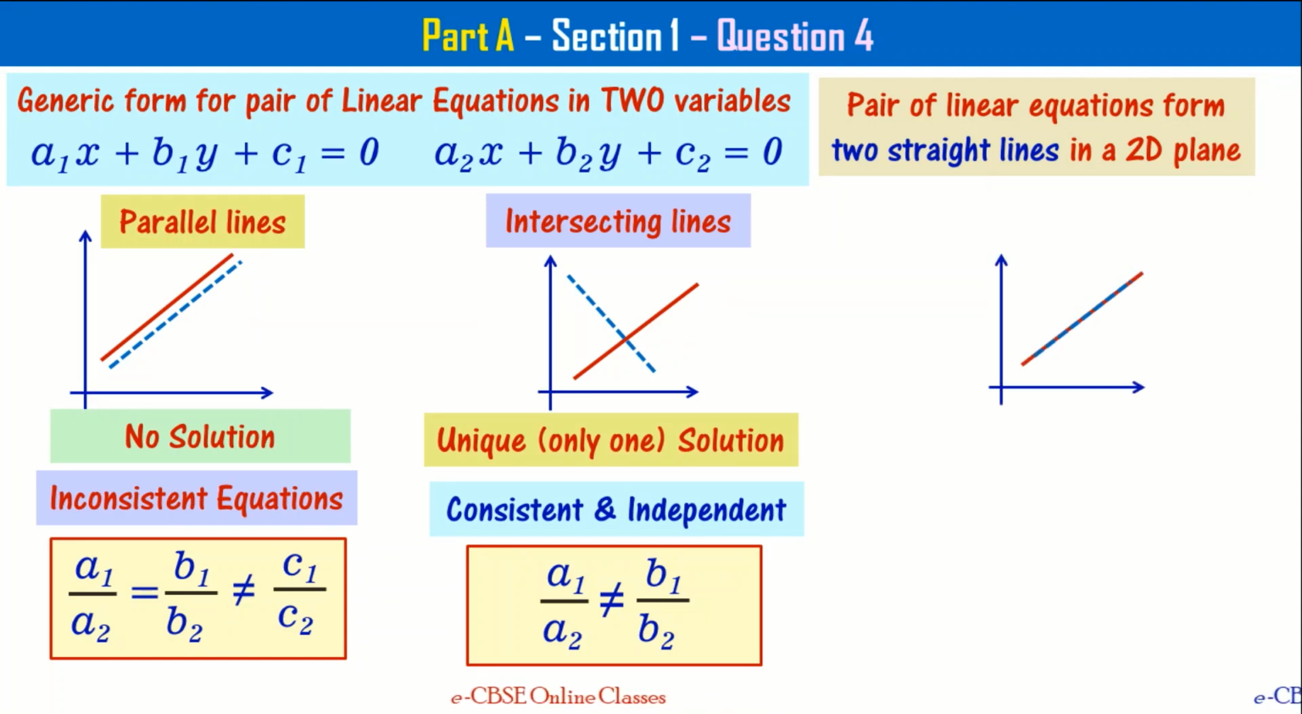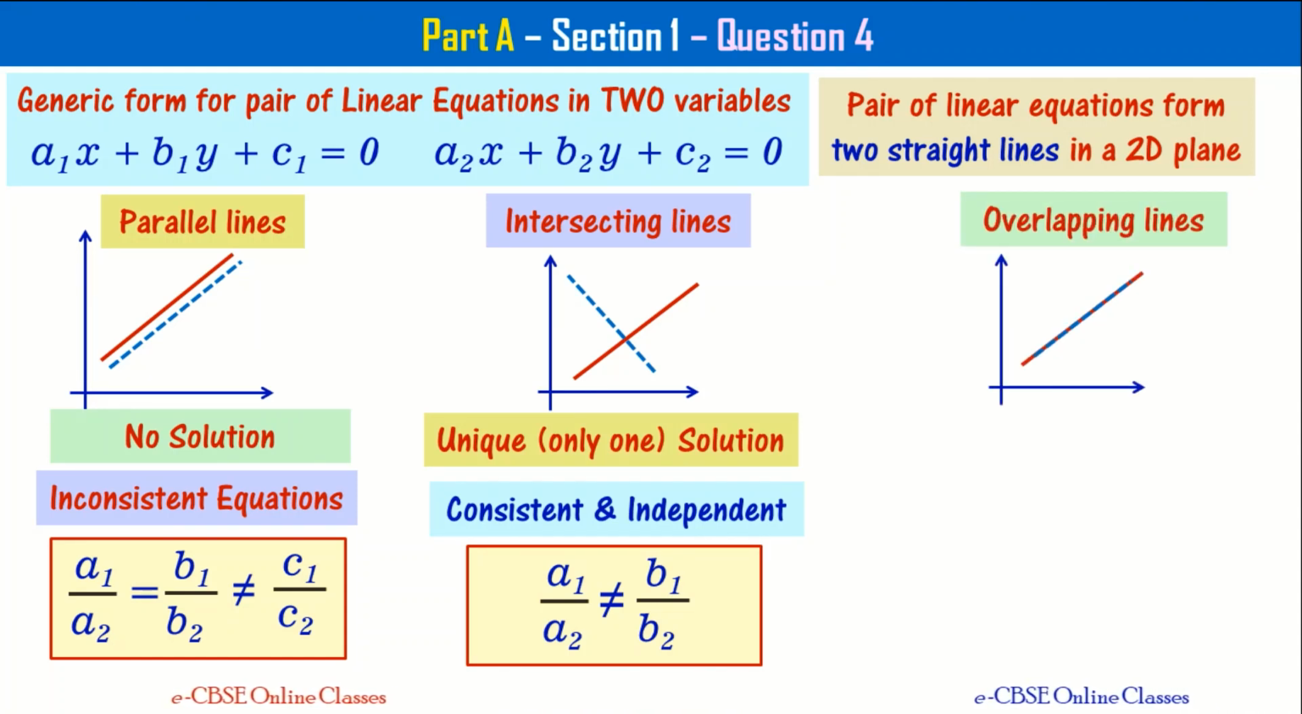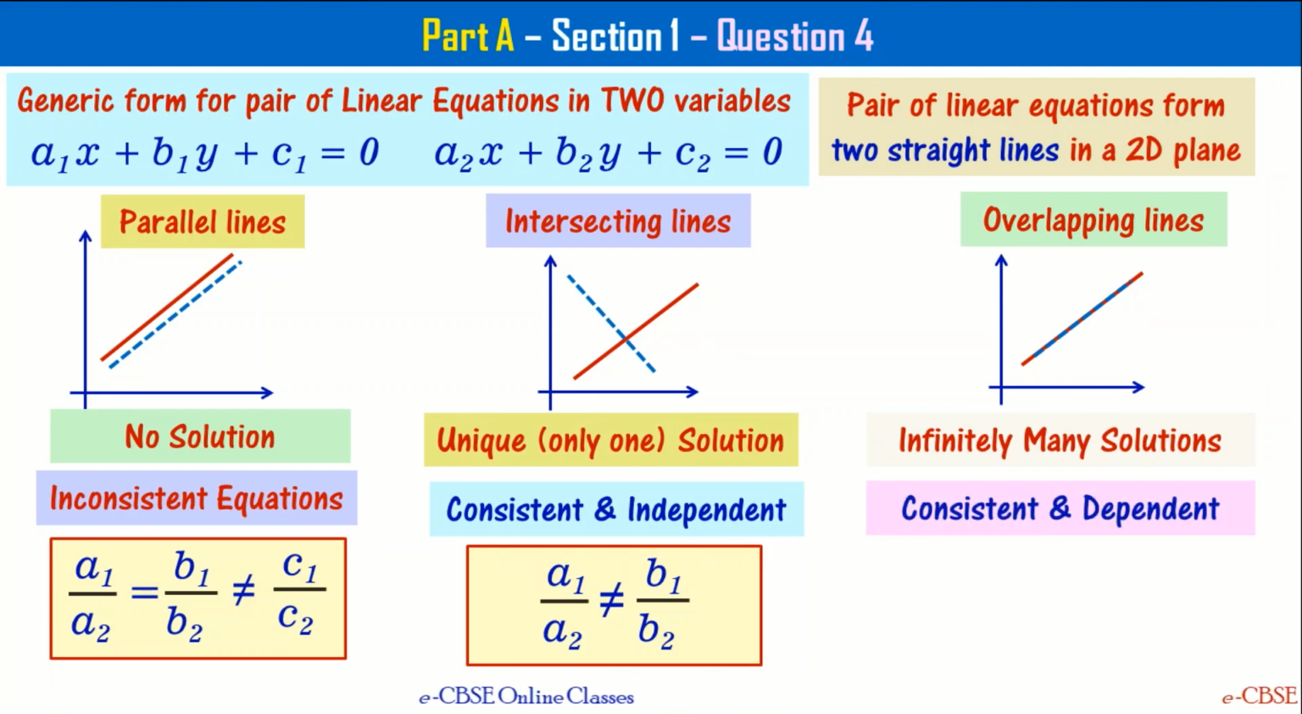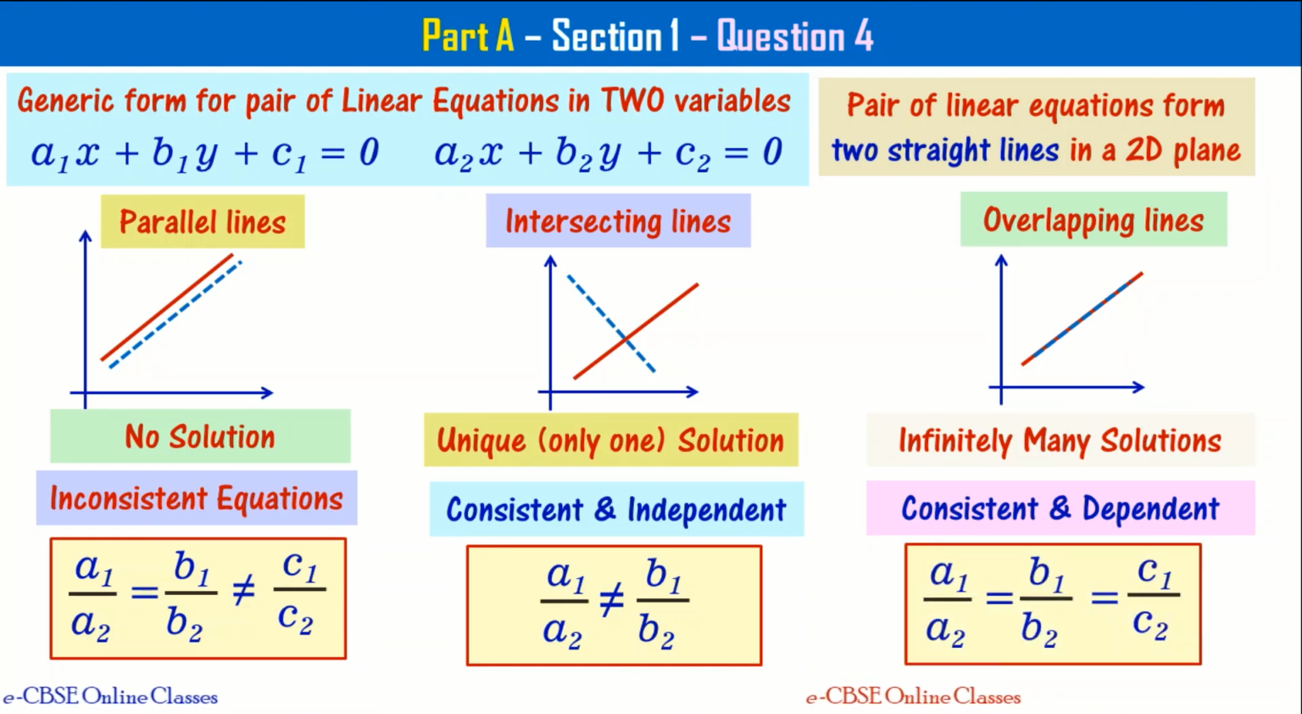The lines corresponding to a pair of linear equations can be overlapping lines also. In such a scenario, you will have infinitely many solutions possible for the given pair of linear equations, and those equations are said to be consistent but they are a dependent set of linear equations. In such a scenario, the ratios relate as a1 by a2 equal to b1 by b2 equal to c1 by c2. Please take a note of this.